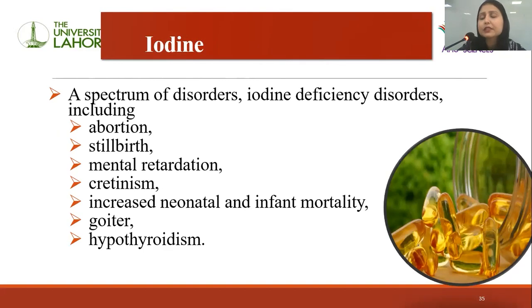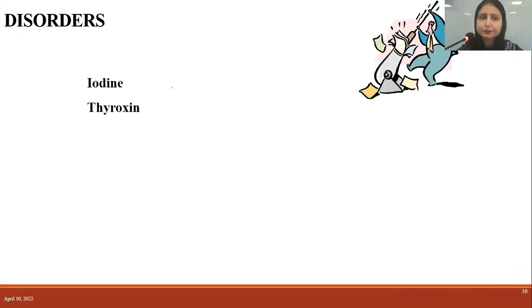Iodine. It is also a trace element, and we can get it from dietary sources. It is required in minute quantity, but when we see the functions of iodine, they are very, very important. The requirement for iodine is 150 micrograms per day, but the deficiency of iodine may cause abortion, stillbirth, mental retardation, cretinism, and goiter.